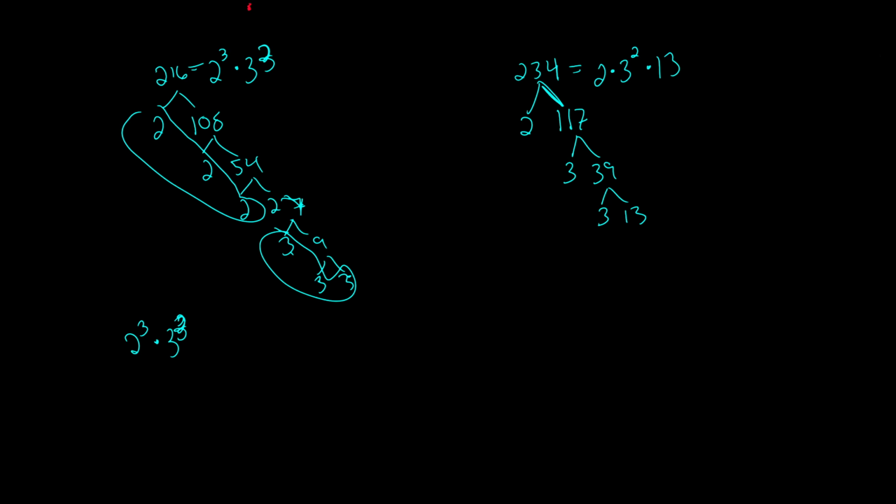And so now my job is to find the things that are common. Okay, so they both have a 2, and they both have a 3. And I take the smallest exponent. So the smallest exponent of the 2 is just 2 to the first, and the smallest exponent of the 3's is 3 to the second, or 2 times 9, or 18.